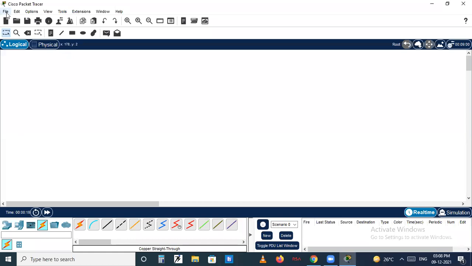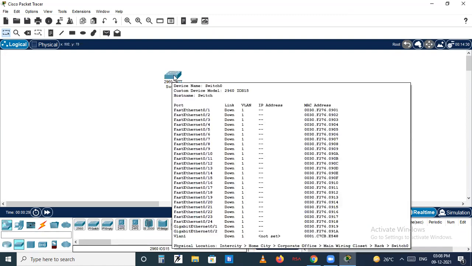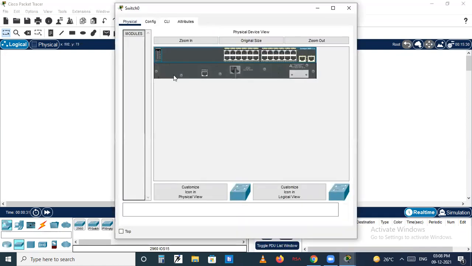Next, we will use the switching technique here. These are the devices. Here it is switch. Once you click on switch, lots of switches are there. You can take any one of them. So now this is the switch. Once you click on this switch, you will see there are 24 Ethernet ports, and these are the gigabit ports, these are for fast Ethernet.